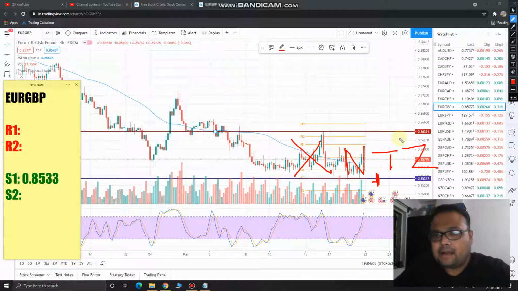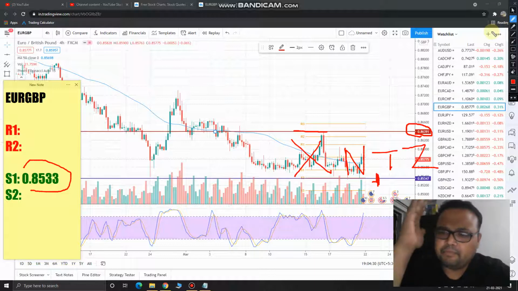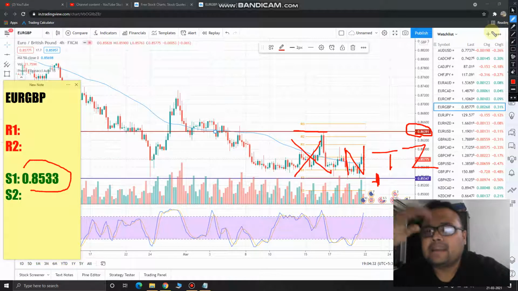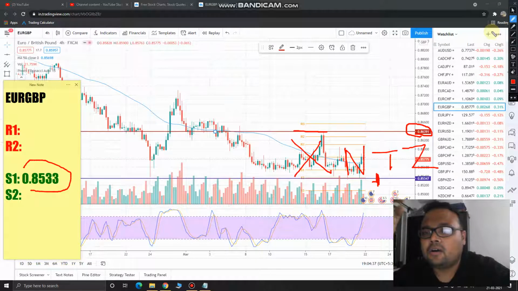I have drawn this line here at 0.8639, but I have not mentioned it as resistance because this is not a kind of resistance. This level is very important, this purple line at 0.8533, because if the market crosses this level, then we can at least have a clear picture about the market, whether it is about to reverse or the downtrend is continuing or not.